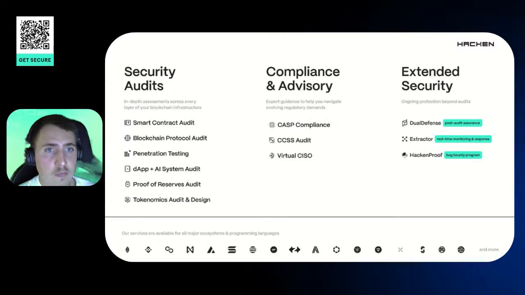And extended security with our products and some assurance tactics like dual defense. So you have post-audit guarantees and assurance regarding how many vulnerabilities you have, and a check that the audit was conducted in an effective way. We have the Extractor, which solves a lot of the requirements from CCSS and other general security frameworks, and also from regulations.